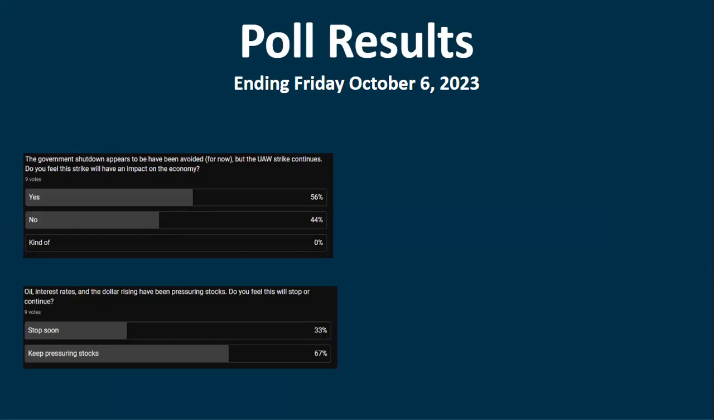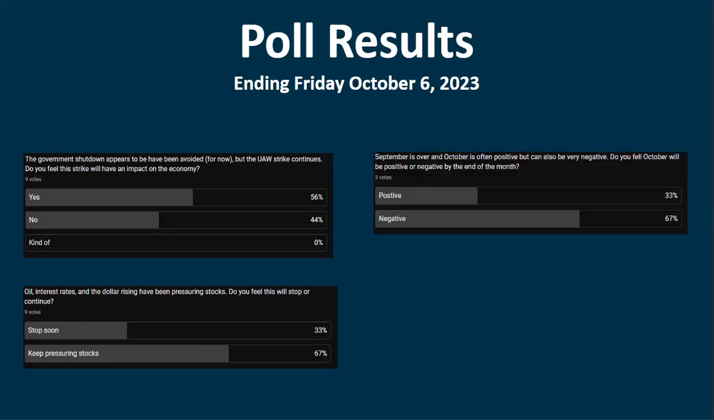33% think that it will stop soon, and it really hasn't stopped yet. So the folks that said it will keep pressuring stocks at 67%, right now they're still putting pressure on that. Yeah, we saw oil come down this past week. We saw interest rates come down on Friday and on Thursday, but we need to see more than just 1 or 2 days. We need to see a trend either higher or lower.